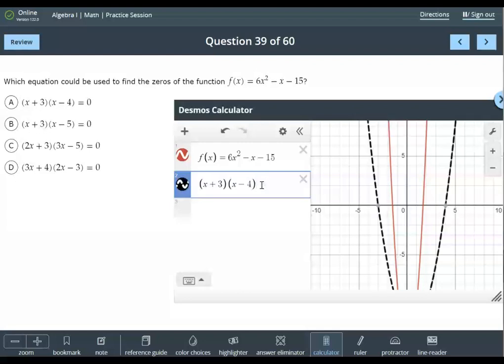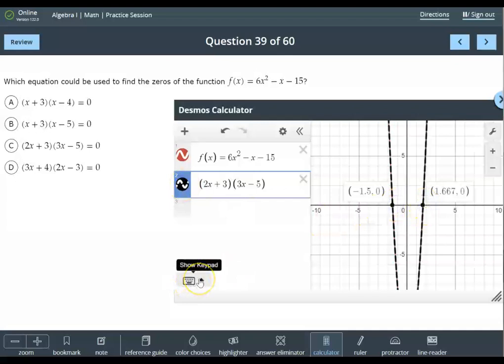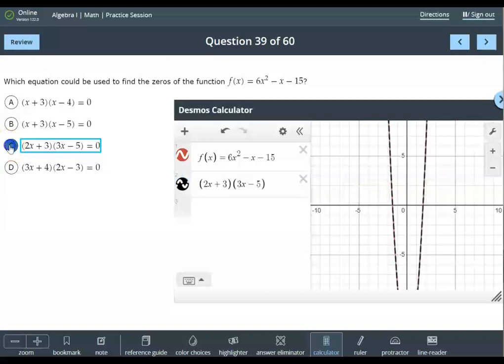So I'm going to go ahead and get rid of that, and then right away I see that answer choice A does not produce the same parabola as the original function, so I'm not going to choose that one. And the same is true for answer choice B. It's not the same. But answer choice C, let's try 2x plus 3 and 3x minus 5, is the same. So if you turn this one off, you'll see underneath the red one, these are the same parabola. So I can use these factors to find my zeros, which are negative 1.5 and 1.7 approximately. The correct answer was C.